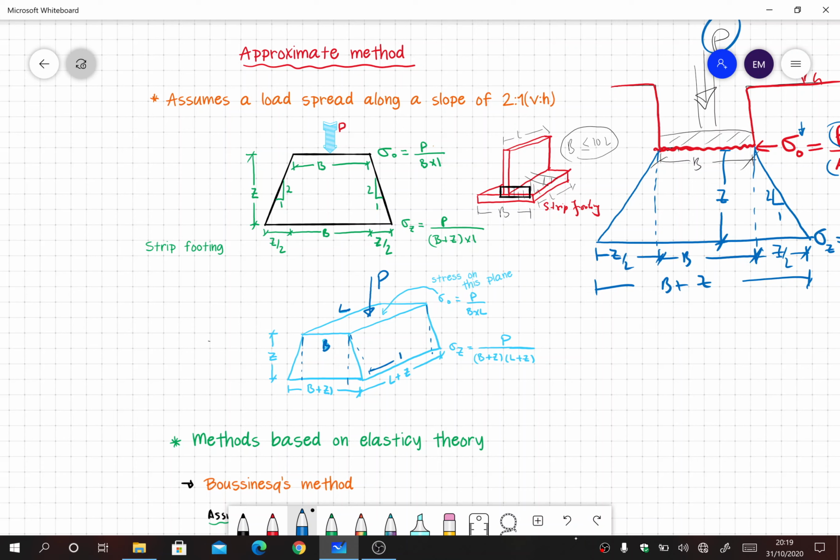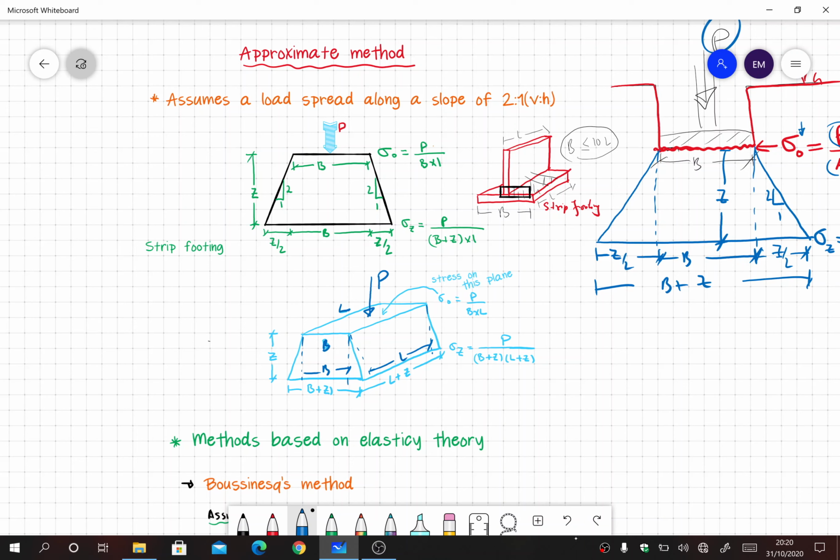So this was the length L and this was the width B, and Z by 2 on both sides for length and width. So at a depth of Z, the influence area will have a width of B plus Z and a length of L plus Z. So sigma Z at that point will be P over (B plus Z) times (L plus Z).